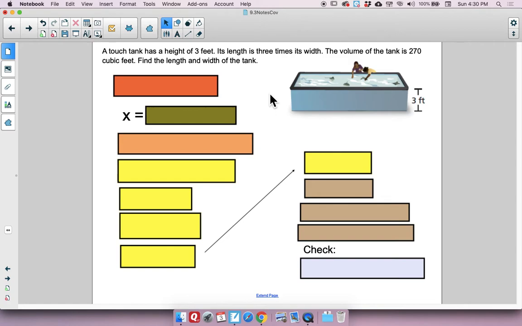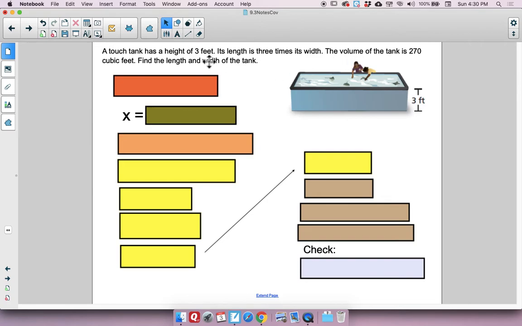So right now, as I'm processing that, I'm going to go back and read it again. Touch tank has a height of 3 feet. Its length is 3 times its width. The volume of the tank is 270 cubic feet. Find the length and width of the tank. Well, okay, volume. So I'm immediately thinking length times width times height.